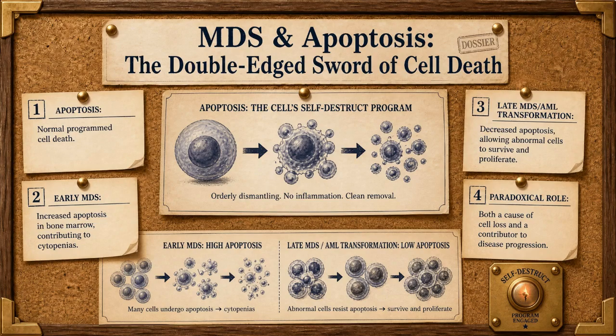So, apoptosis plays a paradoxical role in MDS. In the early stages, its increase contributes to the cytopenias, making the patient sick. In the later stages, its decrease allows the malignant clone to expand, leading to more aggressive disease. This complex interplay highlights the intricate cellular mechanisms at play in MDS and why it's such a challenging disease to understand and treat.